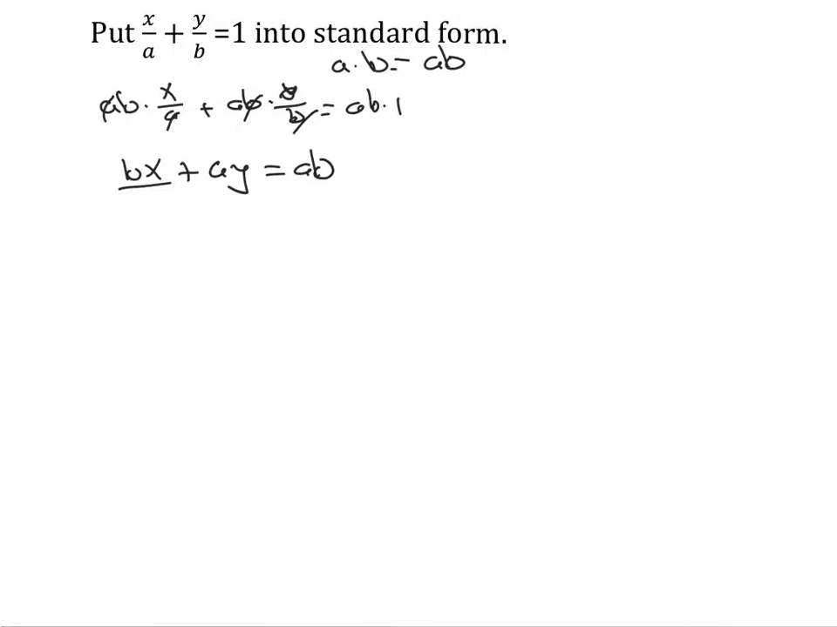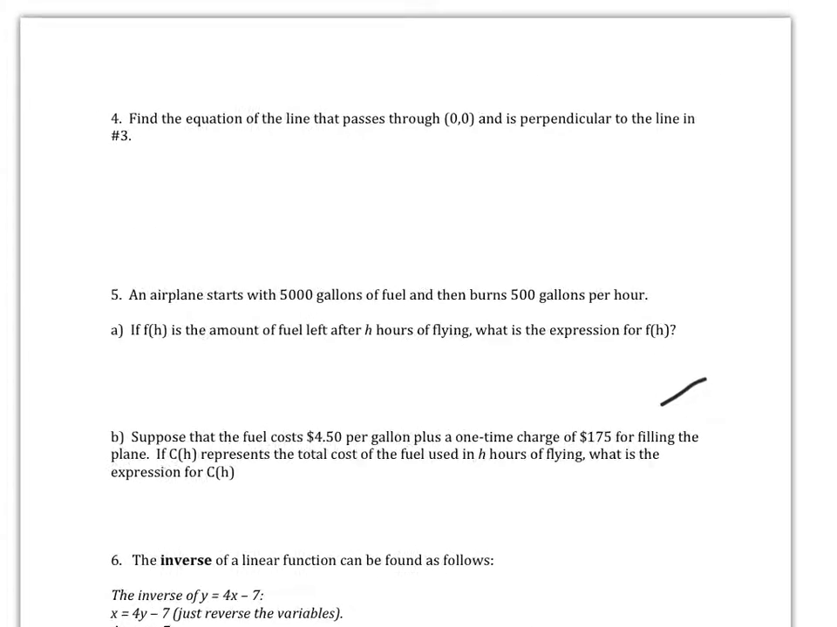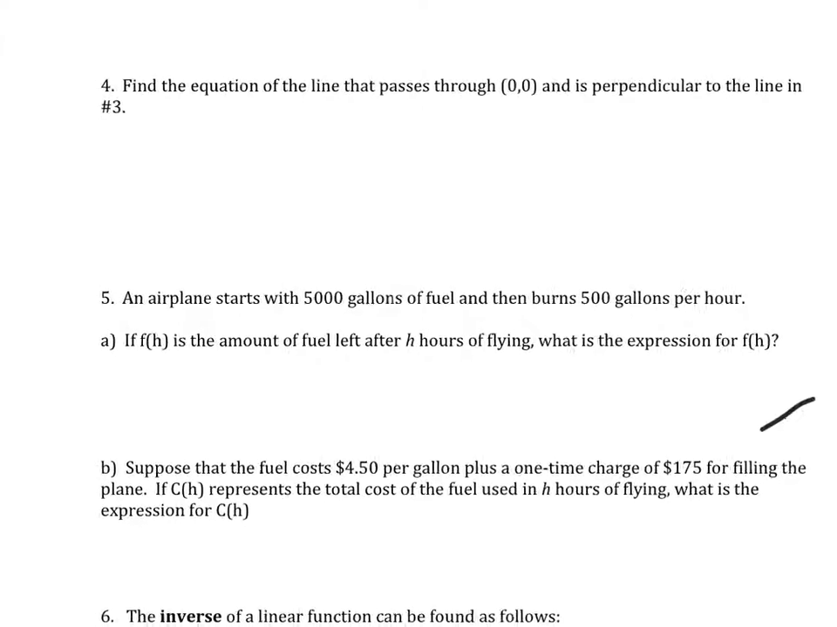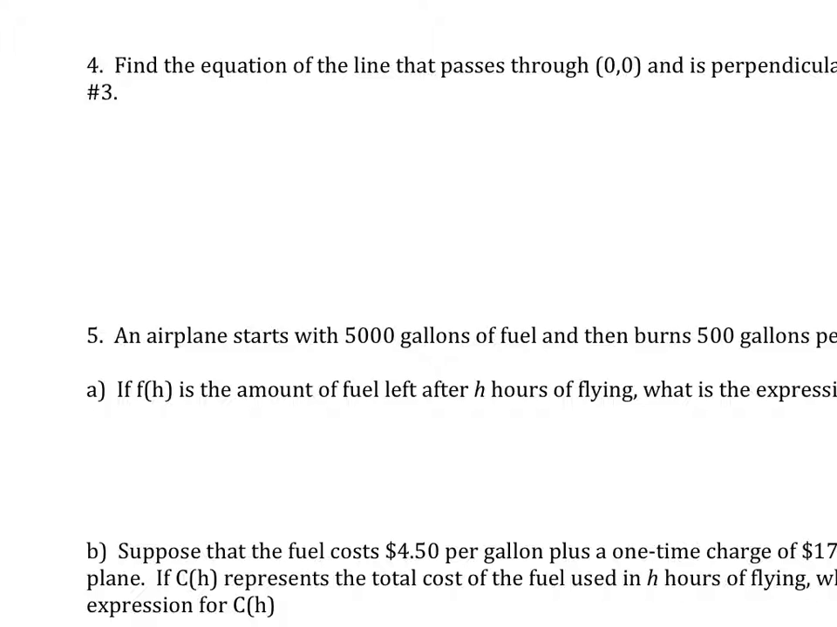Okay, so the next problem we have: find the equation of the line that passes through (0, 0) and is perpendicular to the line in number 3. The line in number 3 again was bx plus ay is equal to ab, which means that ay is equal to negative bx plus ab, and y then is equal to negative b over a x plus b.